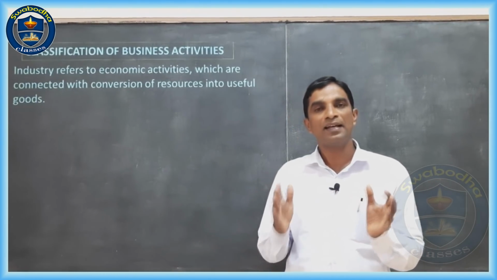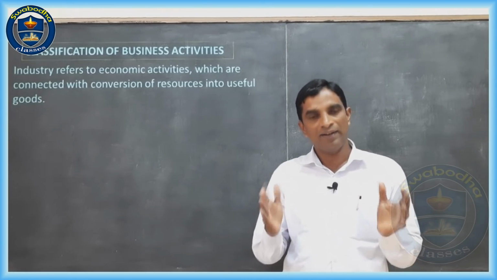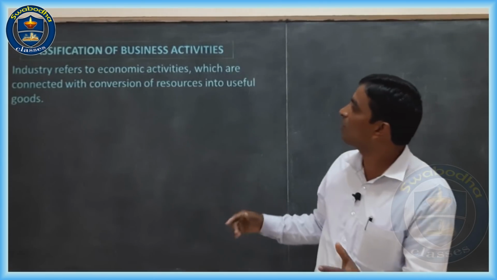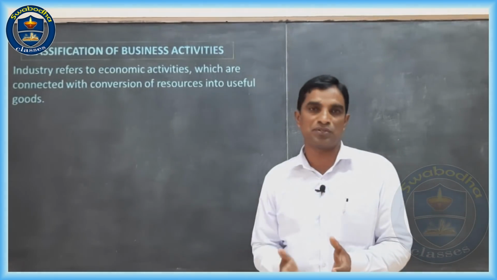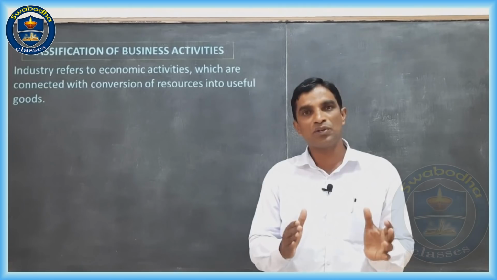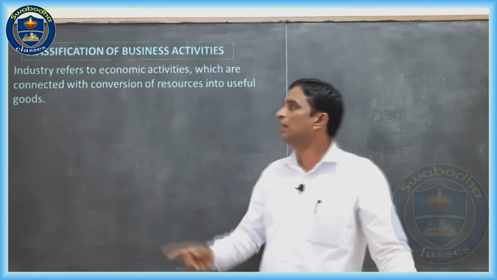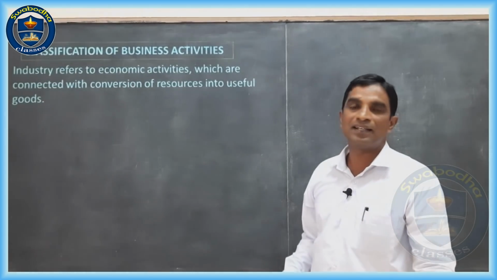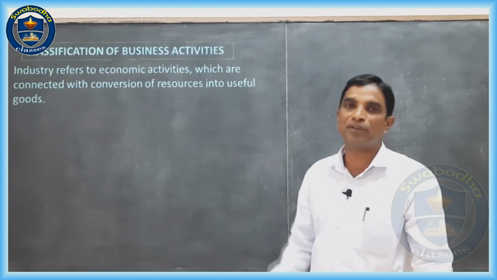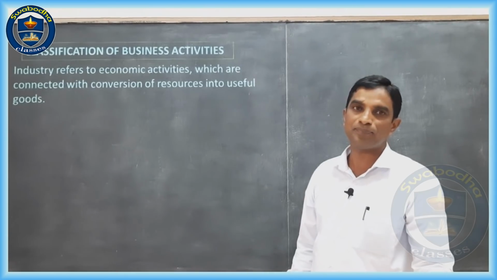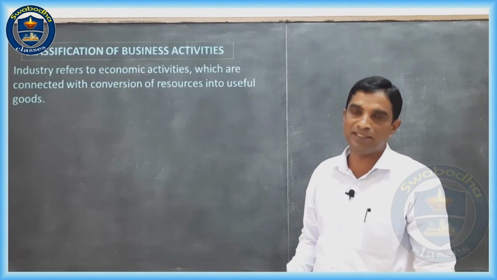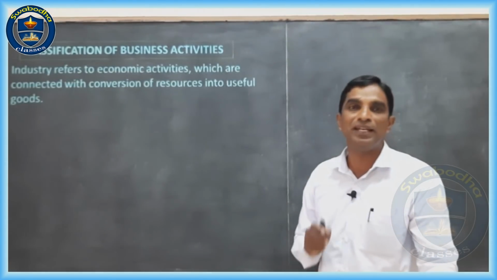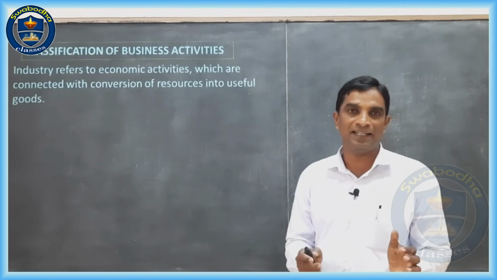Industry means the economic activities which are connected with conversion of resources into useful goods. Here resources means raw materials, what we get from the society or from the environment. We use those resources to make useful finished goods. So that is industry.